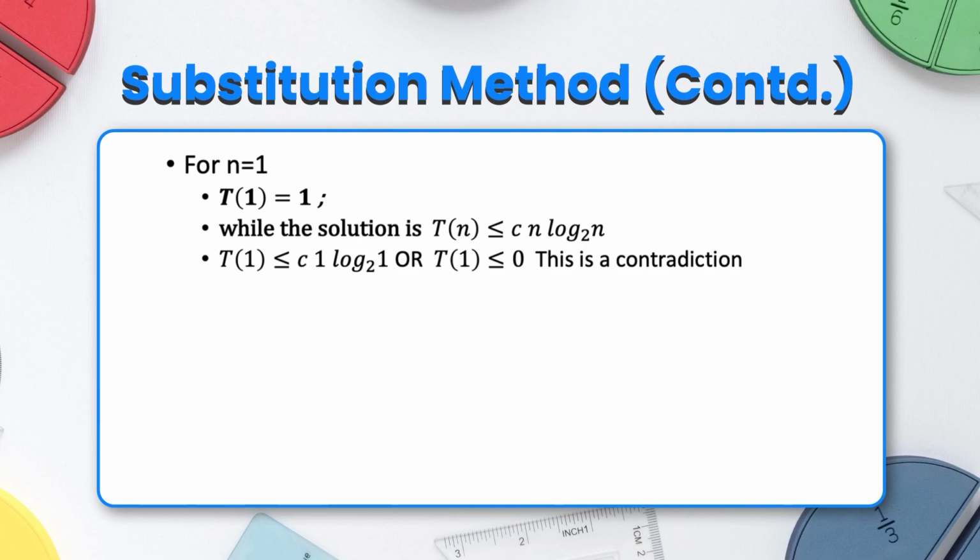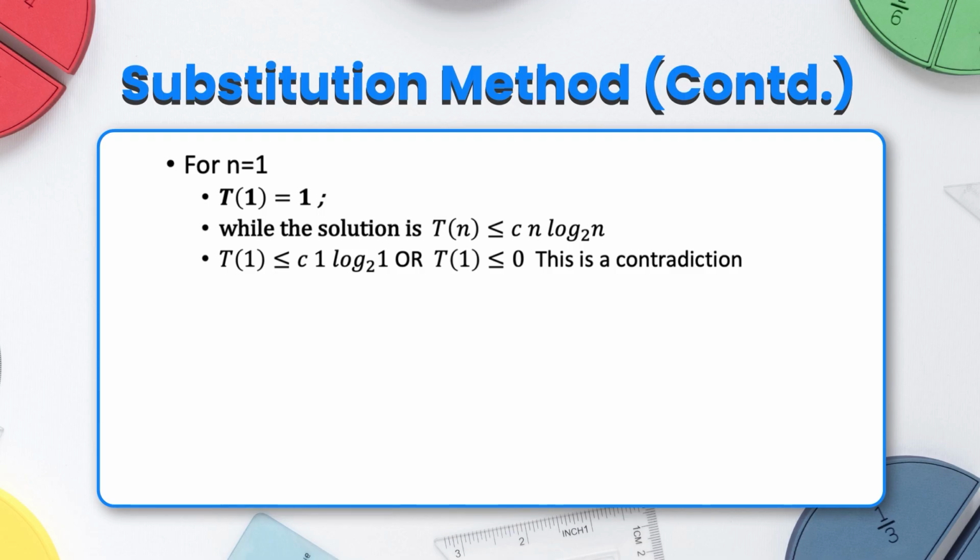As the function says, T(n) equals 2T(n/2) plus 1, so the terminal condition is T(1) equals 1. While the solution which we assumed is that T(n) is less than or equal to c n log 2 n. So what happens when we put n equals 1? We get 1 log 2 1, and log 2 1 is 0. So we get T(1) should be less than or equal to 0. So this is not the n0 point.